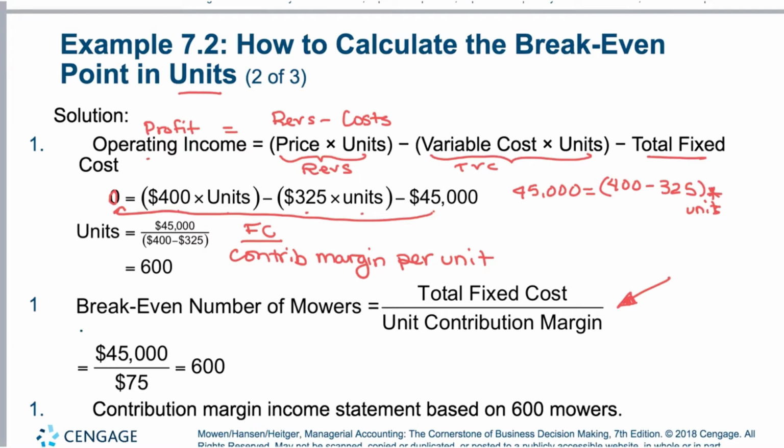If you were taking an in-class exam, you want to memorize this formula, but most importantly, you want to memorize this one because this gets you to everywhere you need to be. Same equation, essentially, just a different way of stating it, gives you the same number, and then what we want to do now is get to a contribution margin based on 600 mowers.